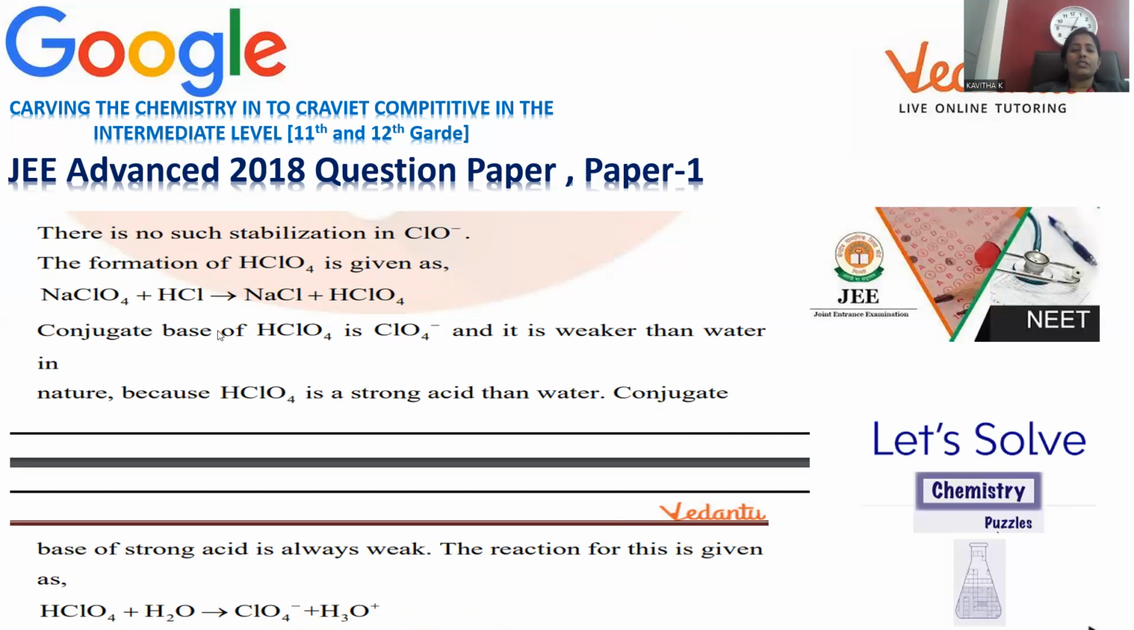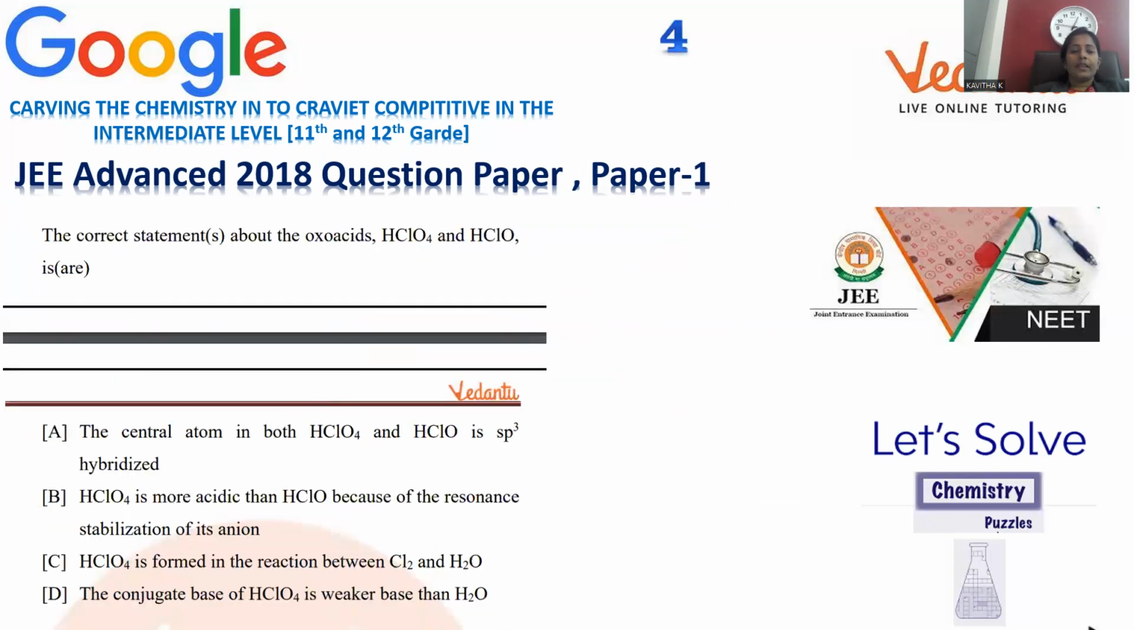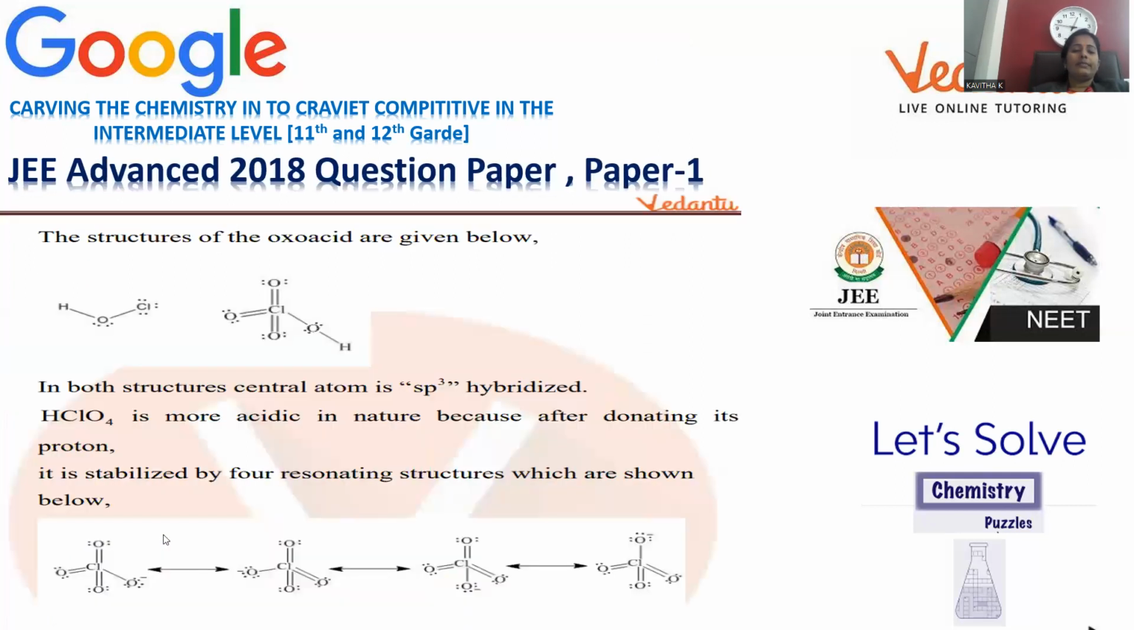Formation of HClO4 is given as NaClO4 plus HCl gives rise to NaCl and HClO4. Sodium perchlorate can be combined with hydrochloric acid, sodium chloride is the byproduct, and perchloric acid will be generated. But they are saying that HClO4 is formed by the addition of chlorine and water. Direct combination, it is not at all correct. C is the wrong statement that they provided.